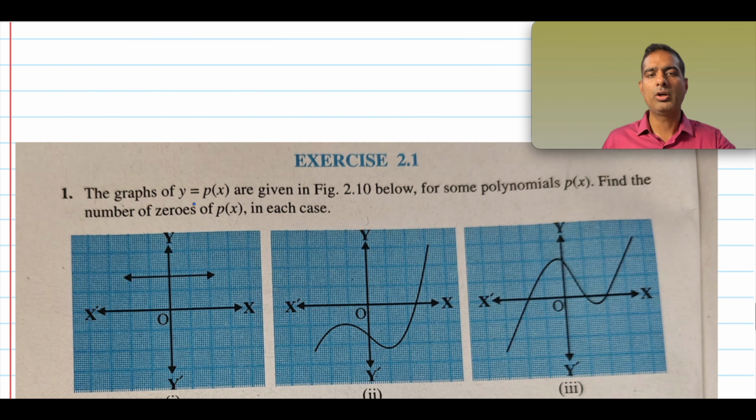The graphs of y is equal to p of x. P of x is just a notation, and it means that p stands for polynomial. So y is a polynomial in x. How do we read it? Y is a polynomial in x, given in figure 2.10. So these are the figures below for some polynomials p of x. Find the number of zeros of p of x in each case.